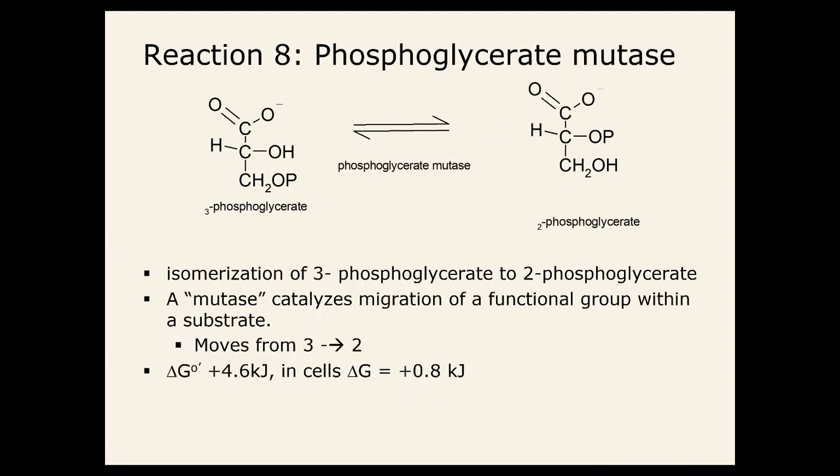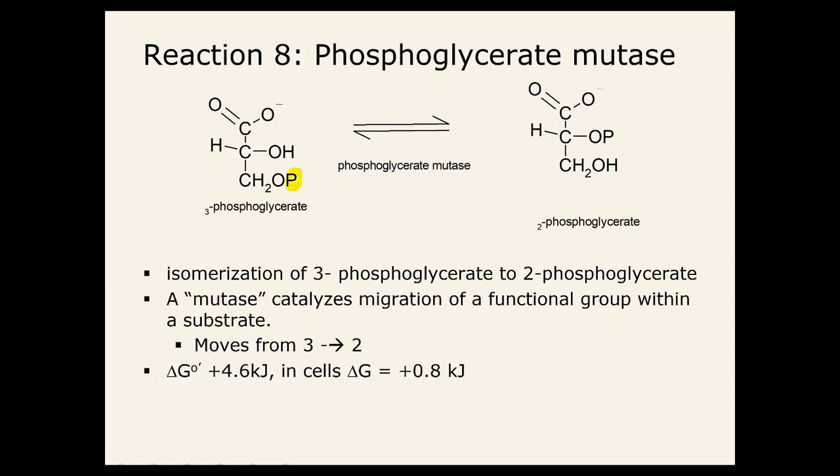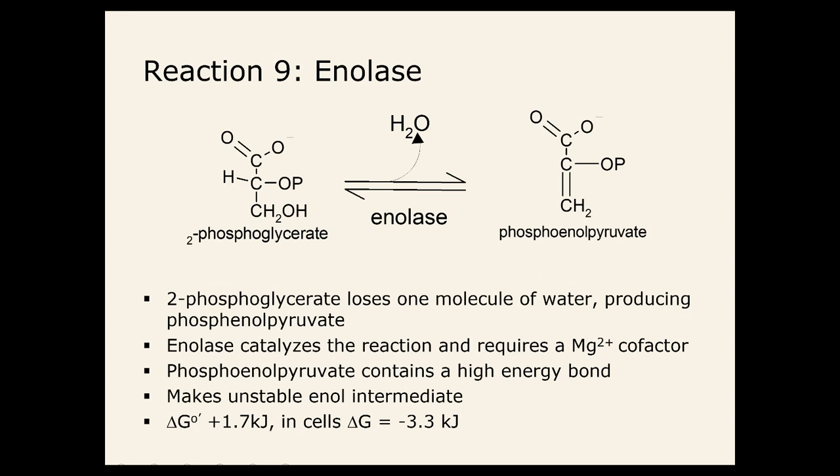Now we have 3-phosphoglycerate to 2-phosphoglycerate, and the enzyme is phosphoglycerate mutase. Not a super exciting reaction. The only thing that's happening is the phosphate group is moving from this carbon to this other one.